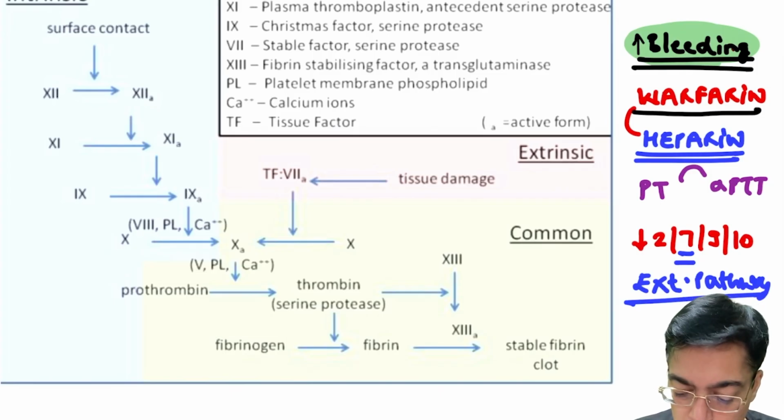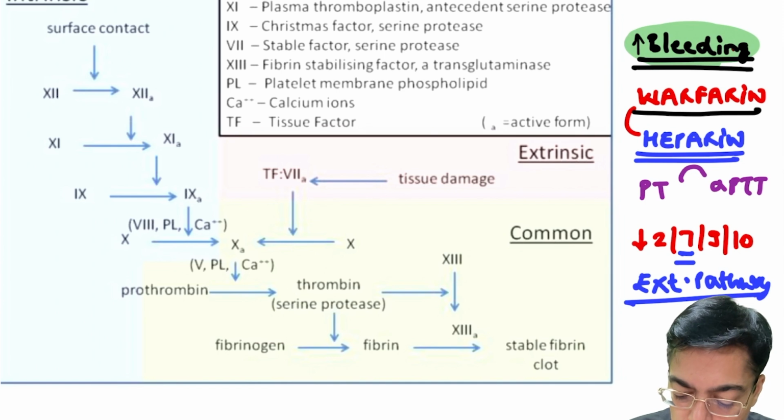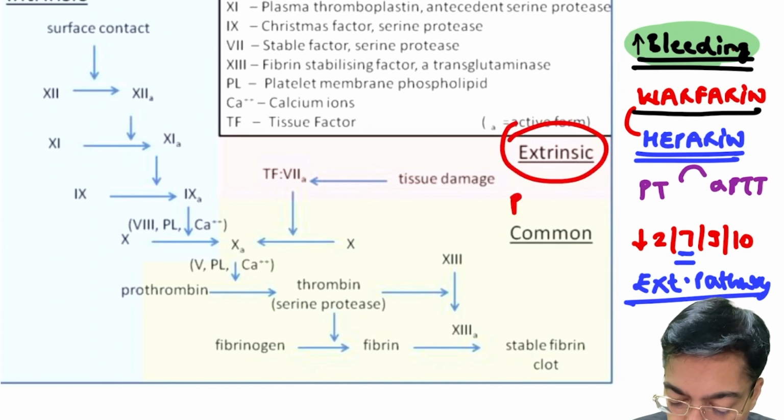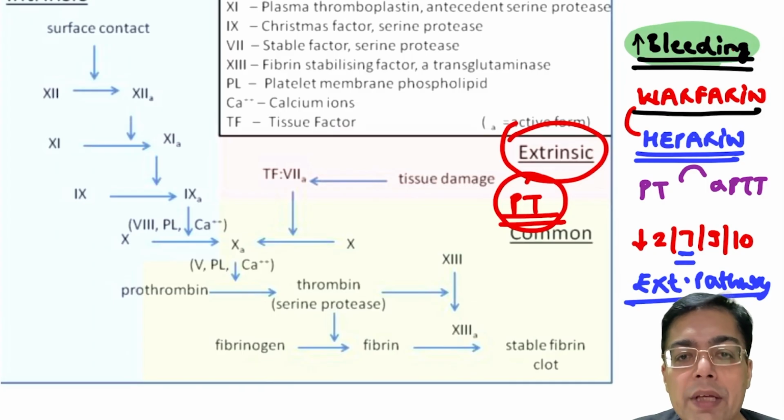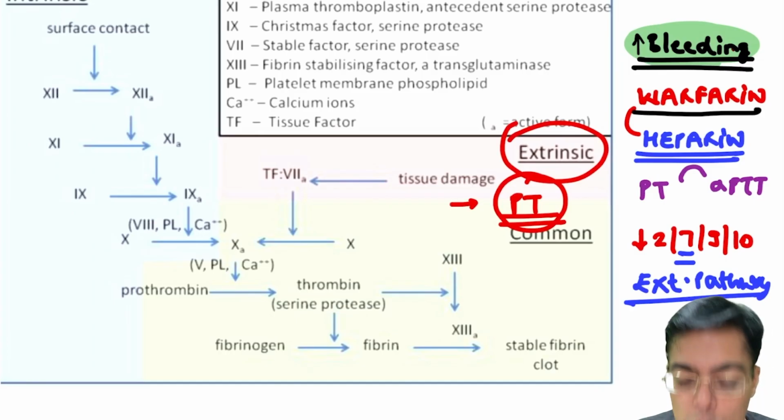Of course, you know that if the extrinsic pathway is affected, there is going to be a problem at the level of the extrinsic pathway. So there is going to be an increase in the value of prothrombin time. Whenever I am giving a drug like warfarin, I repeat my point, it is going to interfere with the activity of the extrinsic pathway. So monitoring of warfarin has to be done with the help of PT. Prothrombin time has to be regularly monitored in these patients.